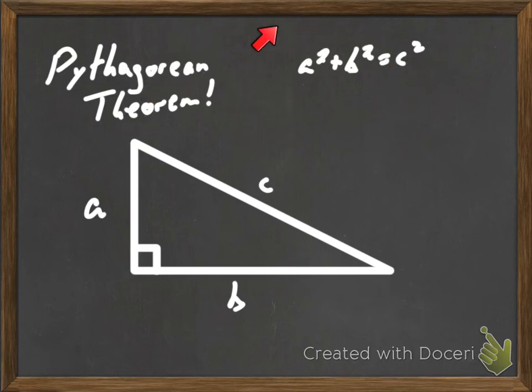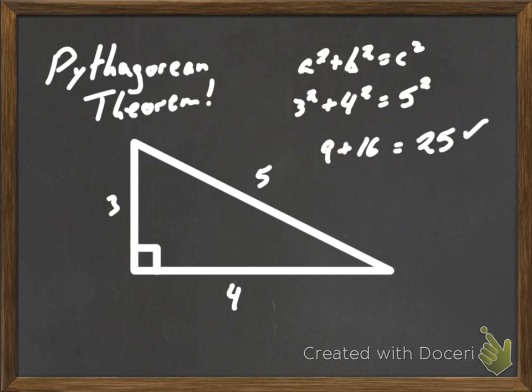And that's what this equation is here, the Pythagorean theorem. A squared, the length of this side squared, plus the length of this side squared, equals the length of this side squared. So let's look at an example.